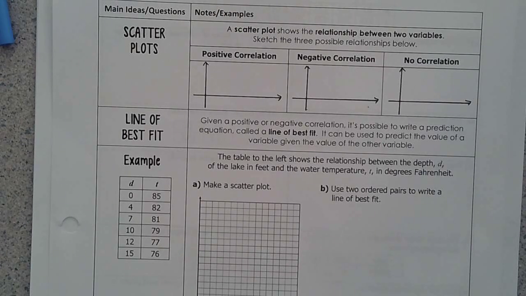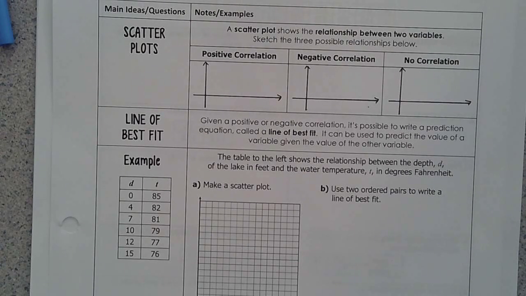All right, page 19 in your notes, please. We're on the very last page. We're talking today about scatter plots, line of best fit, and linear regression. So this is kind of the conclusion of our lines unit. It's one of the places that we use lines in the real world to analyze data that we've collected. So we're going to start by talking about scatter plots.